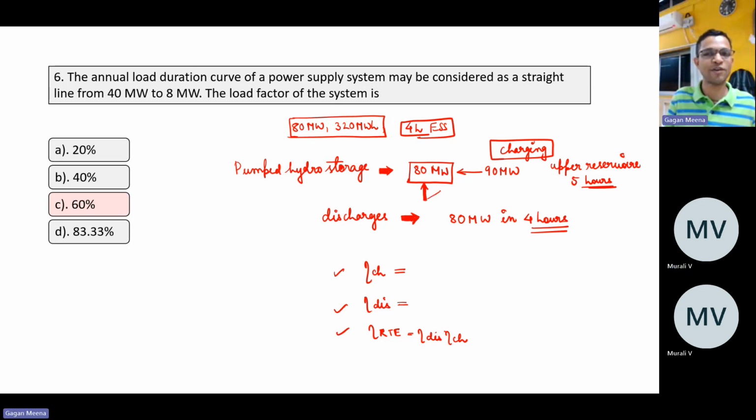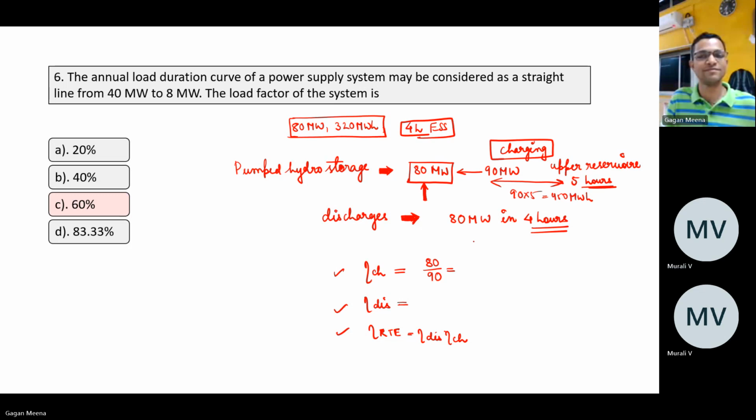To get an output of 80 megawatt, what is the input? Input is 90 megawatts, right? This is the input only. We need to provide this much. For actual input energy, we'll say this is the input energy. 90 into 5, 450 megawatt hour of energy you need. That input energy is required to charge the battery to 80 megawatt.